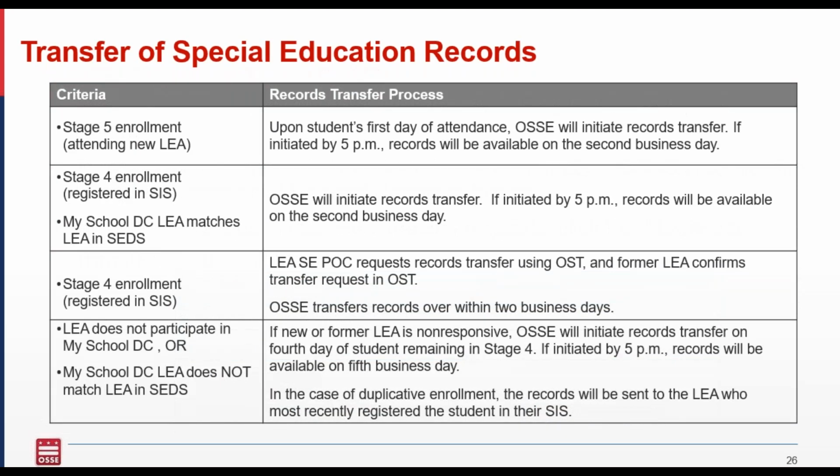we do have a transfer of records process. Now, the records transfer process happens along with enrollment. So when there's a stage 5 enrollment, upon the first day of attendance, OSSE will initiate a records transfer. And those are records that you're going to see in SEDS. So the stage 4 enrollments, again, it's registered when the student is registered in SIS. This is the process by which OSSE will start that records transfer.